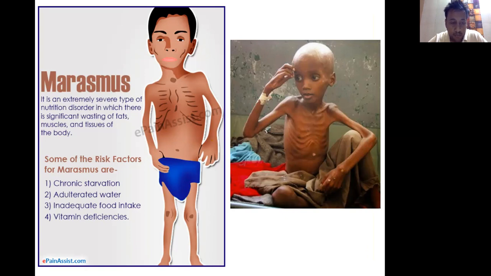Some risks for marasmus are chronic starvation, adulterated water, inadequate food intake, and vitamin deficiency. Obviously there is deficiency of macronutrients, but there is associated micronutrient deficiency also. So you can very well recognize this child as a case of marasmus. I think many of you might have seen such children in India also, probably in Aligarh also, while these pictures are very common in the African continent.